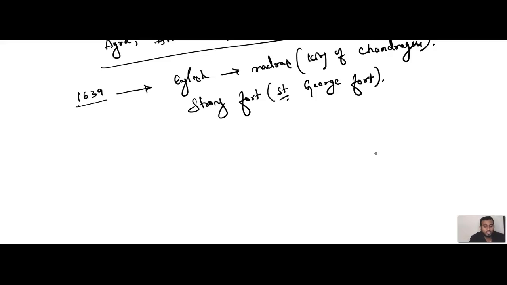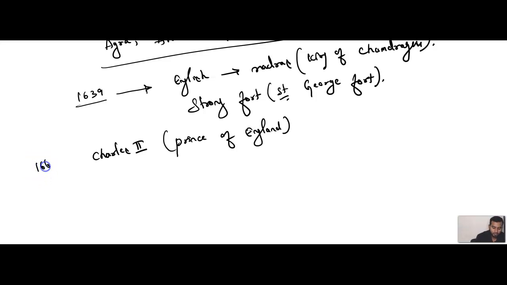1639? Yes, children. And later, Charles II. Who is he? He is the Prince of England. He gave Bombay on an annual rent of 10 pounds to East India Company in 1668. What did he do? He gave Bombay on an annual rent of 10 pounds to East India Company.